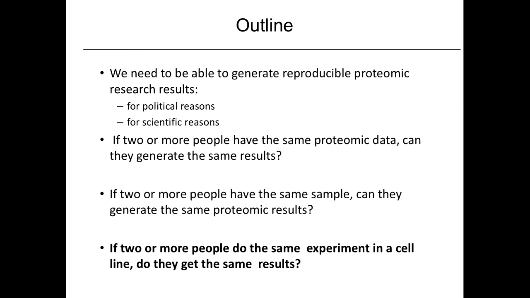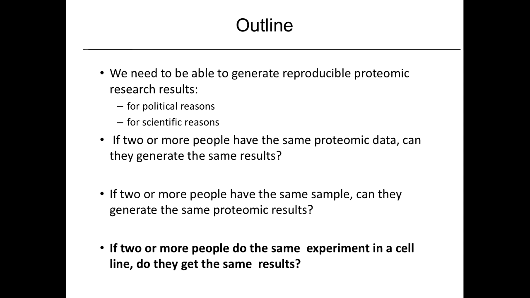So now I'd like to, though I'm running out of time, come to the last question, which I posed at the beginning: if two or more people do the same experiment in a cell line, do they get the same results? We could exchange cell line with mice, with humans, and so on. This comes back to the question: if you do an experiment with a particular sample, how representative is this sample for other cells, strains, or individuals?